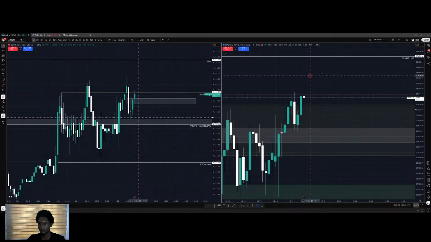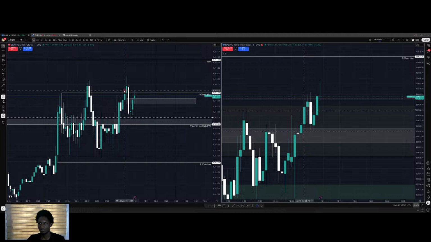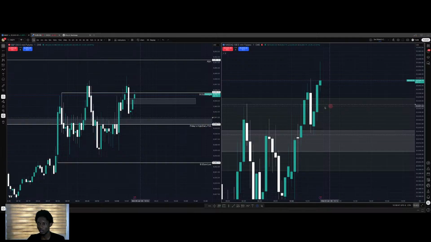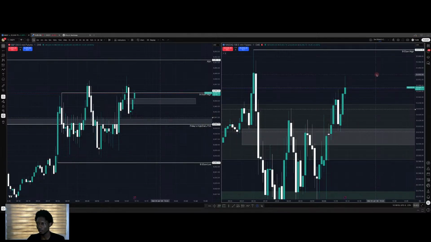Because we would have an SMT. This one failed to take the high. This one did. So in 50 seconds, I want this to stay open. Many points about the invert.